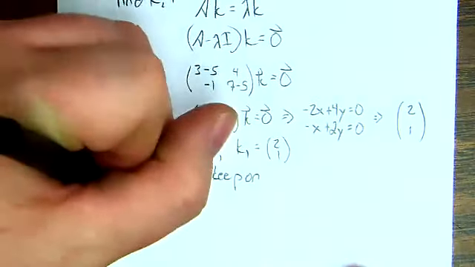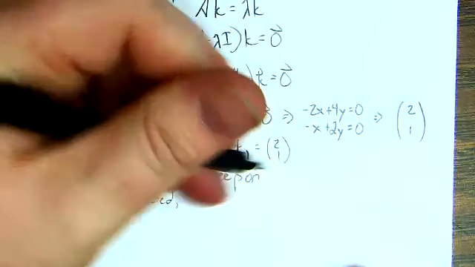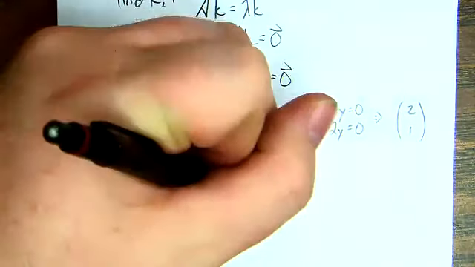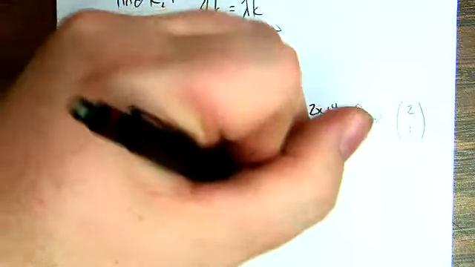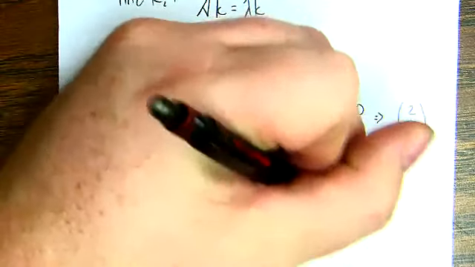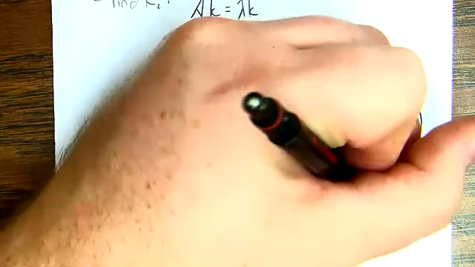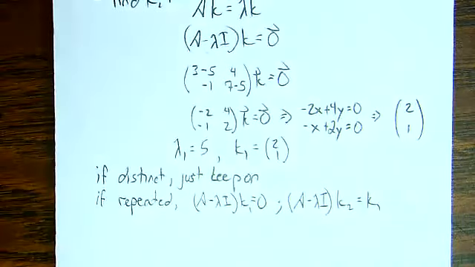If they're repeated, however, which is what we have here, our first was A minus lambda I, k equals 0. We did that already to find the first one. To find the second one, we're going to do A minus lambda I, k equals k1. Instead of setting it equal to 0, we're going to set it equal to k1. For reasons that are linear algebra related, we don't care about them for this class, but we still need to be able to find the eigenvectors.